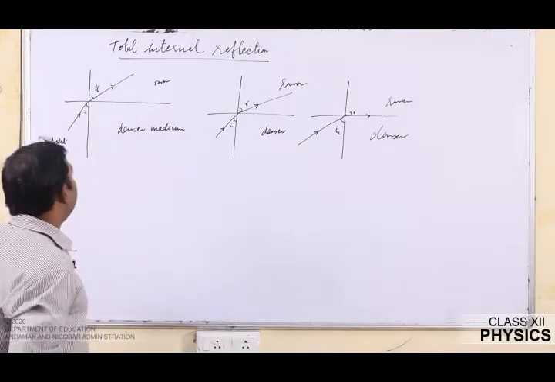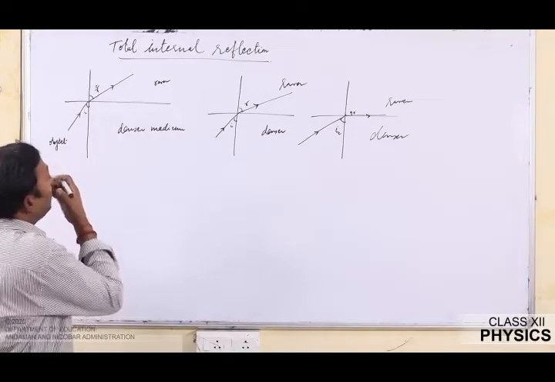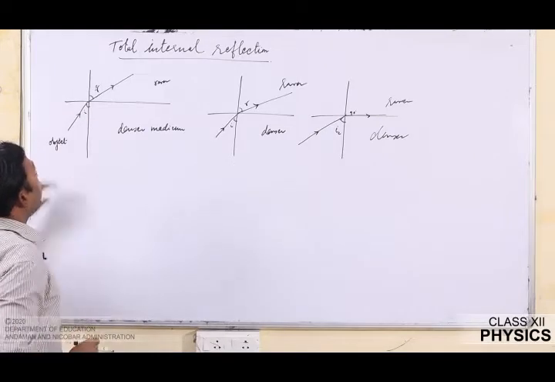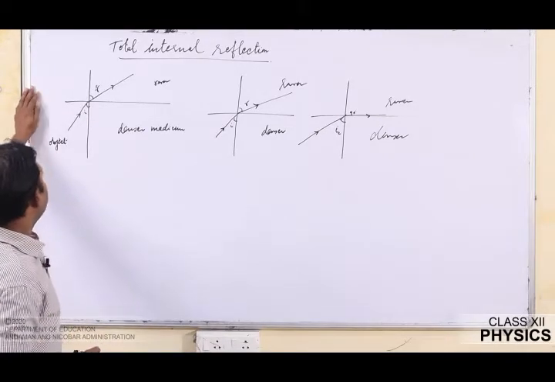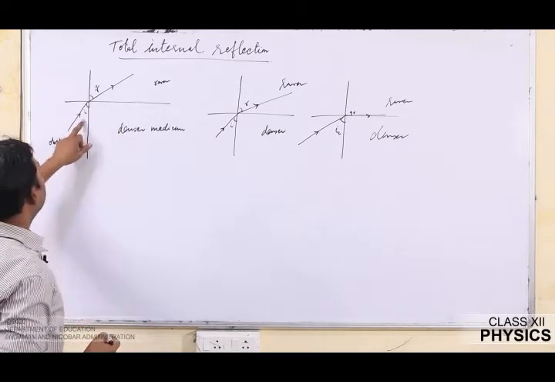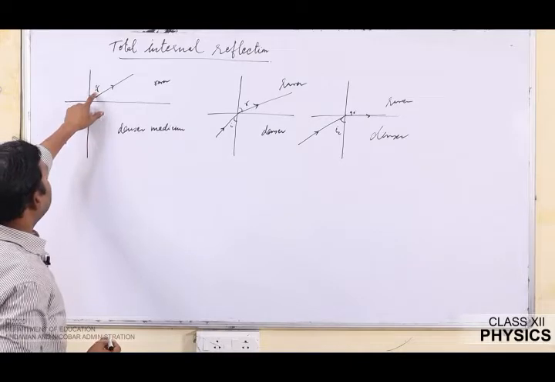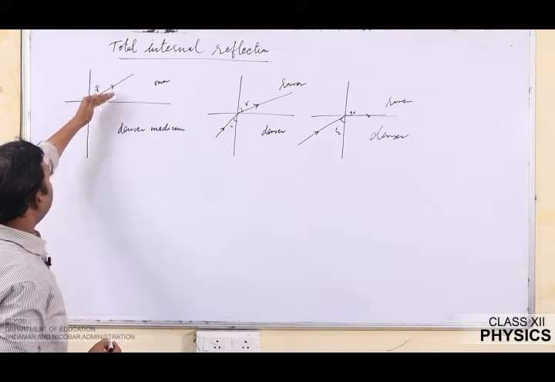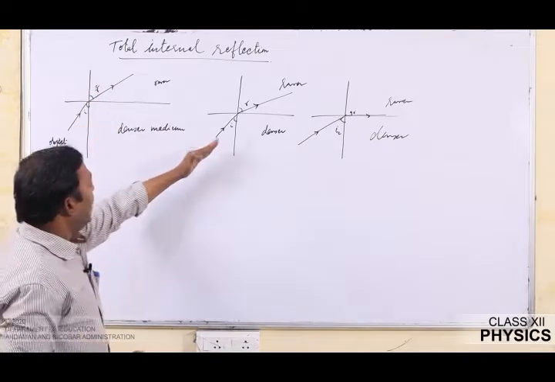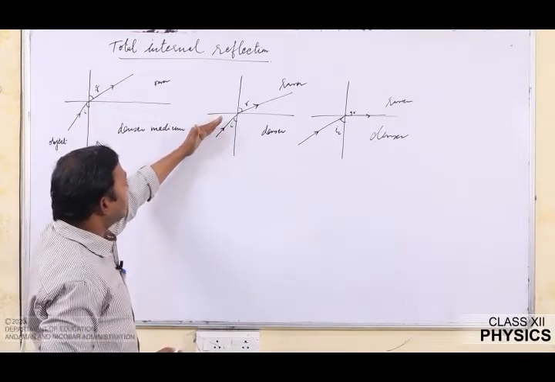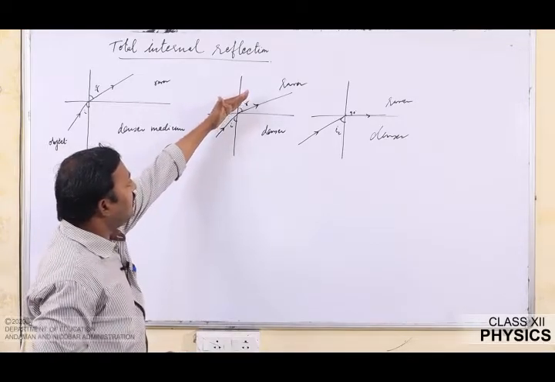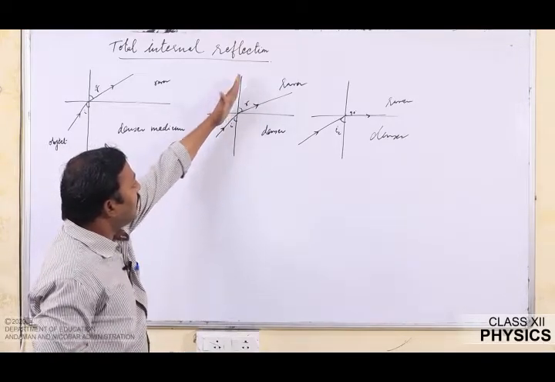Here we have three diagrams. Let us see the various steps involved in it. In the first case, we have angle of incidence I and angle of refraction R. As the beam is entering from denser to rarer medium, it will bend away from the normal. In the second case, the angle of incidence has been increased. When it increases, the angle of refraction will also increase and the beam will move a little further away from the normal.